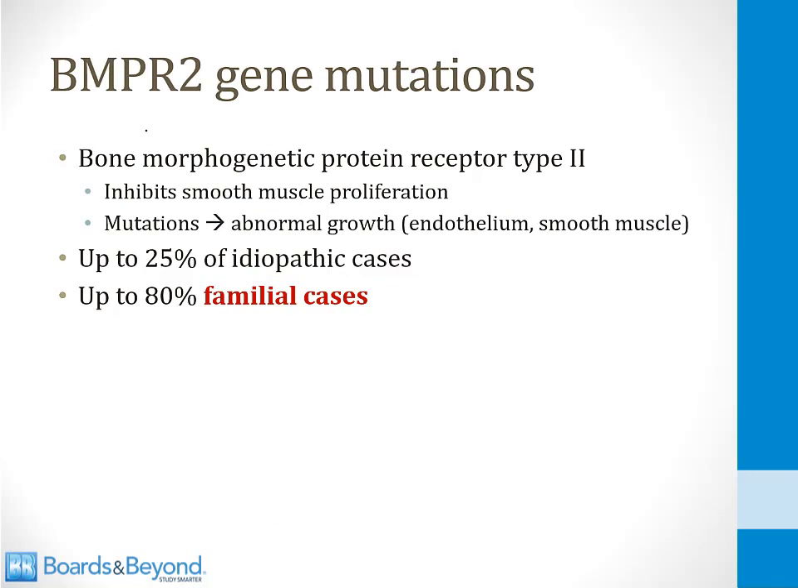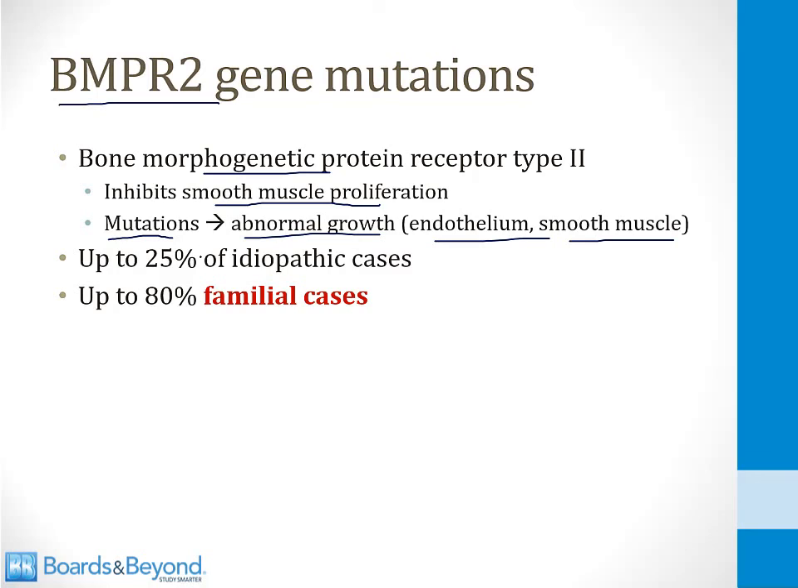Another high-yield thing to know about idiopathic PAH is that it is sometimes associated with gene mutations in a gene called BMPR2. That stands for bone morphogenetic protein receptor type 2. This gene codes for a protein that inhibits smooth muscle proliferation. So if it becomes mutated, you can have abnormal growth from abnormal smooth muscle proliferation. This can occur in the endothelium, in smooth muscle surrounding the vessels, and because you have excess growth, that can start to narrow the lumen and cause an increase in PVR.